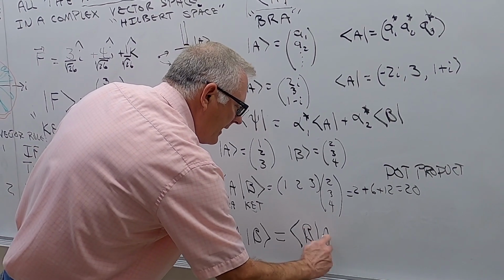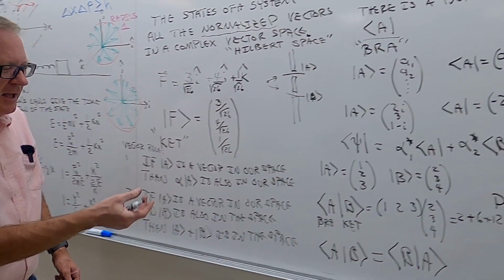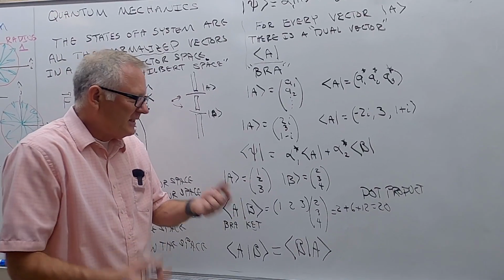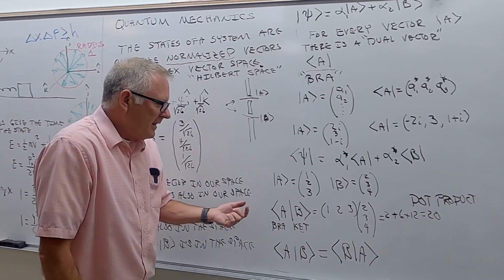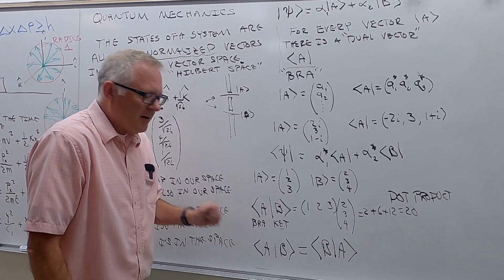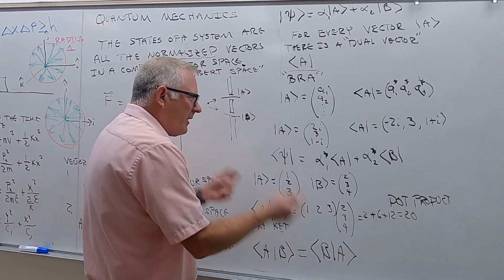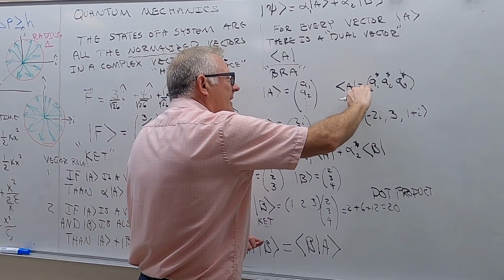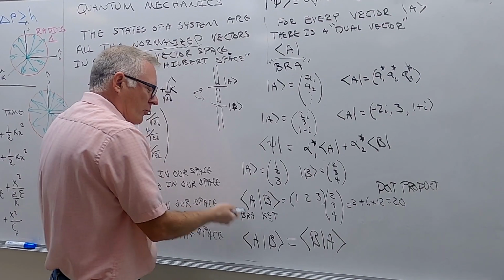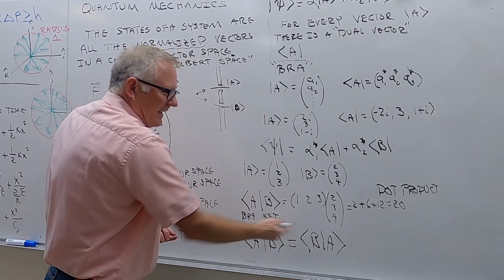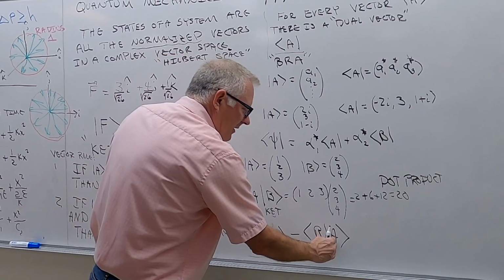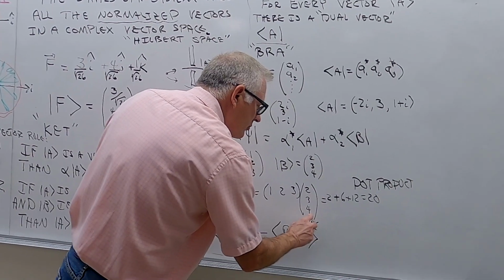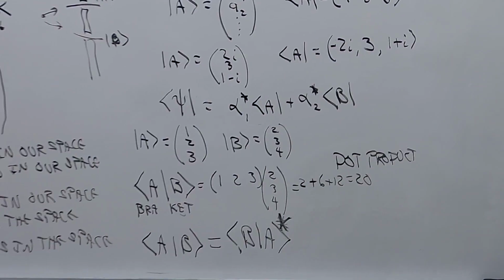Does the order matter? Normally for A dot B, it didn't matter. A dot B was equal to B dot A. But in this case, it does matter because these are complex numbers. When you flip them, you're actually doing the complex conjugate, because we're turning a column into a row, which means we're taking the complex conjugate. So if you swap the order, it's the complex conjugate of it.